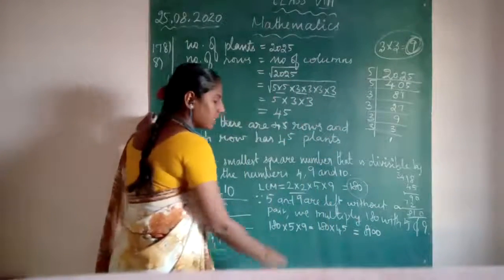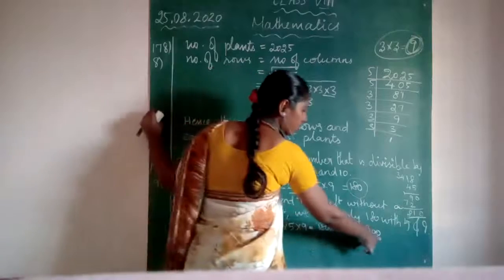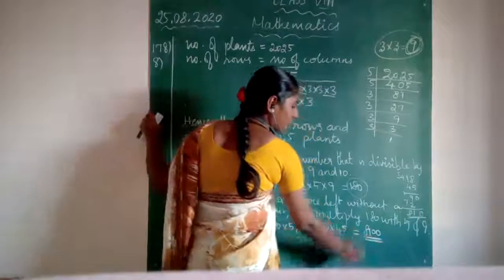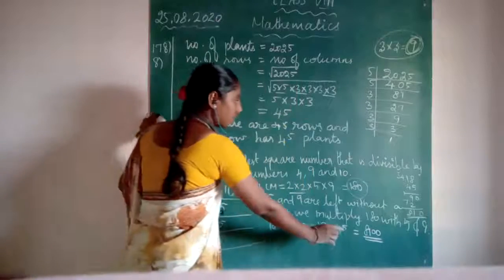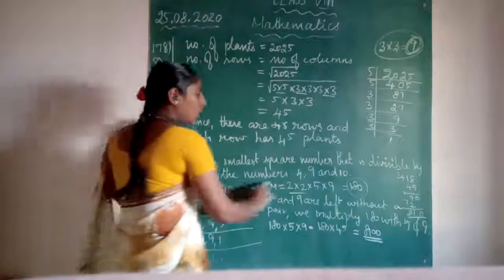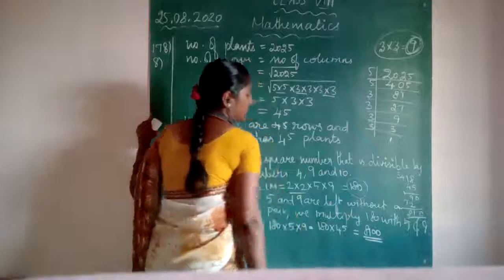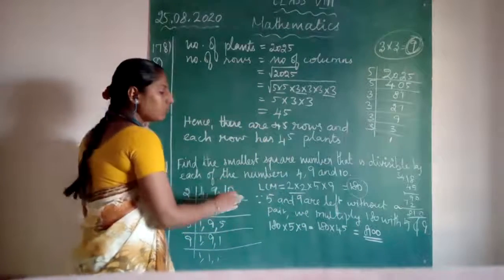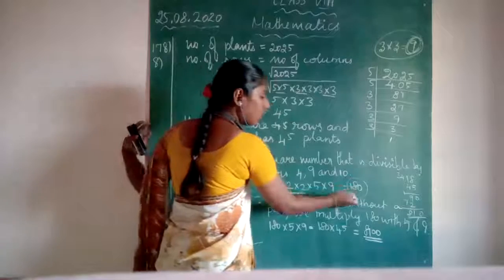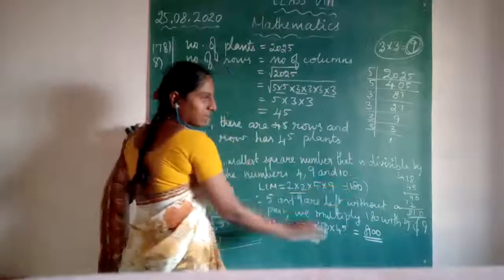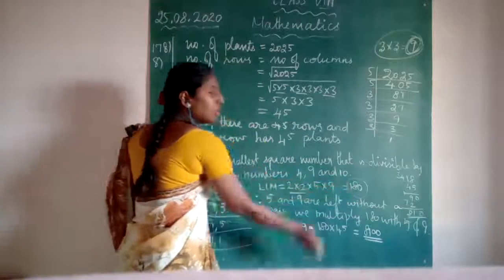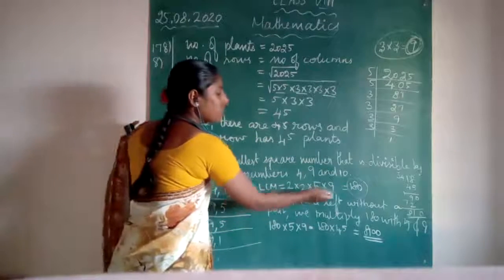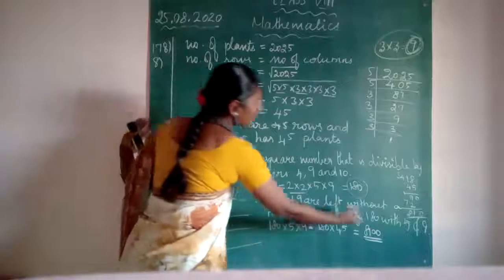Is it clear? That is, since you have 0 here, I have written one more 0 here. So 8100 is the square number. And this square number is divisible by all the three numbers 4, 9 and 10. So first you have to find LCM, then you have to find whether the number you obtain is a square number or not. If it is not a square number, you have to multiply the numbers which are left out without a pair, and you have to find the square number.